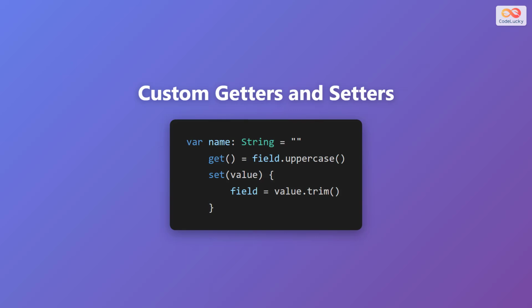While Kotlin generates default accessors, you can also define custom getters and setters when you need special behavior. Here's a property called name with custom logic. The getter converts the stored value to uppercase before returning it. The setter trims any whitespace from the value before storing it. The keyword field refers to the backing field, which is where the actual data is stored. This gives you complete control over how values are accessed and modified.